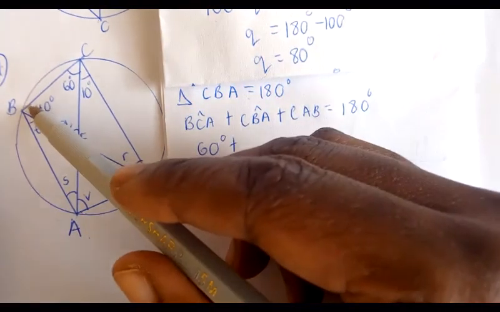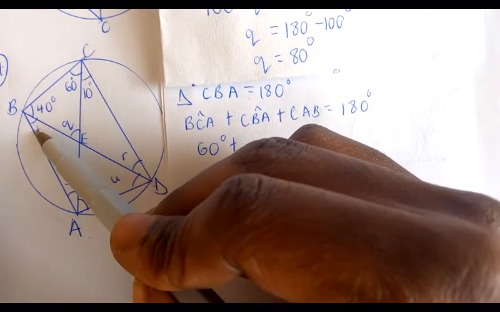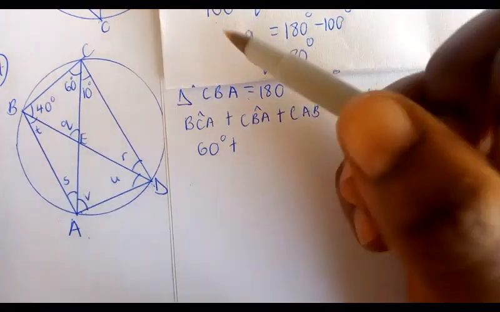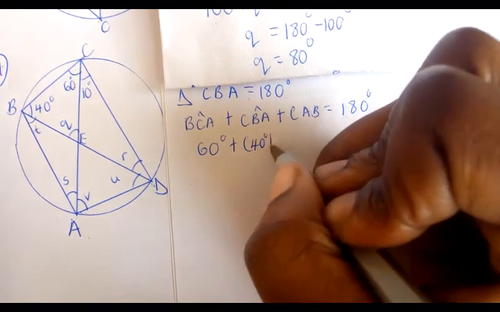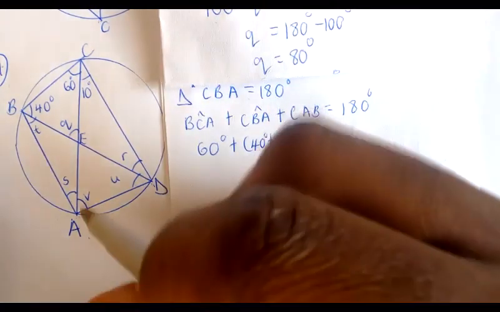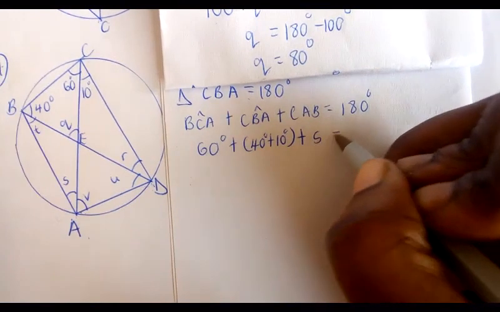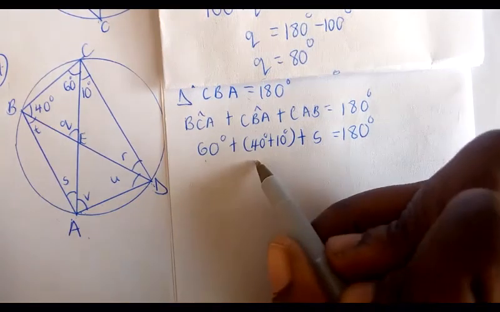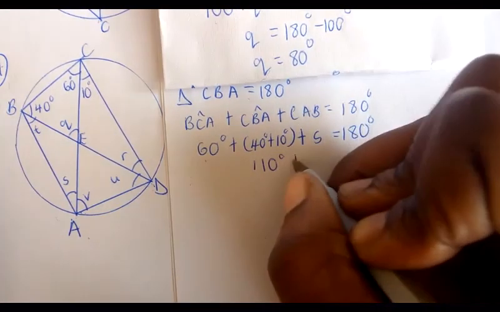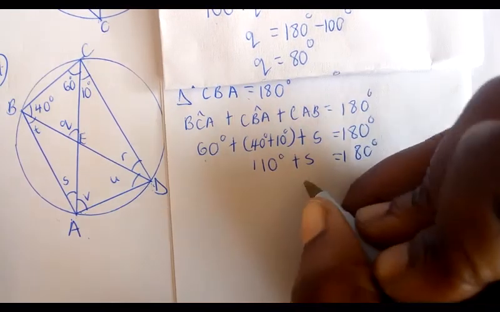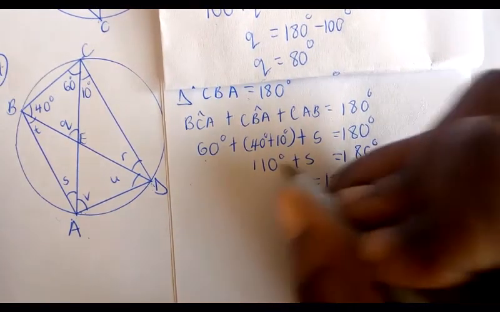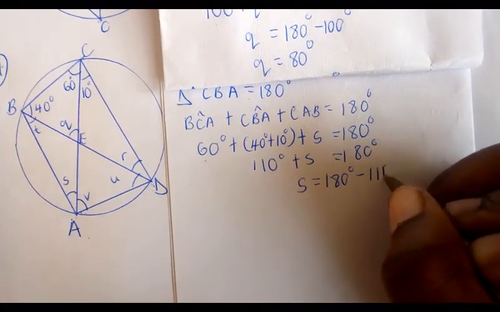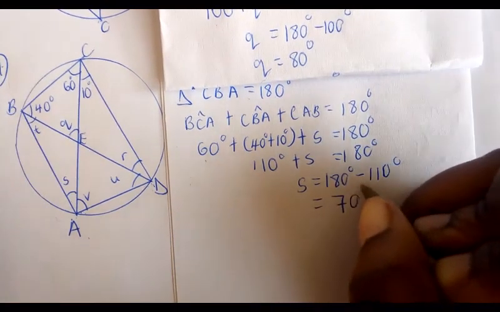Angle BCA is this 60 degrees, plus angle CBA. Angle CBA is equal to this 40 degrees plus T. And we said T is 10 degrees. So it becomes 40 degrees plus 10 degrees plus angle CAB. CAB is angle S, and the total is equal to 180 degrees. So this becomes 60 plus 40 plus 10. This is 110 degrees plus S is equal to 180 degrees. We move the 110 degrees to this side. It becomes minus 110 degrees. So S is 70 degrees.